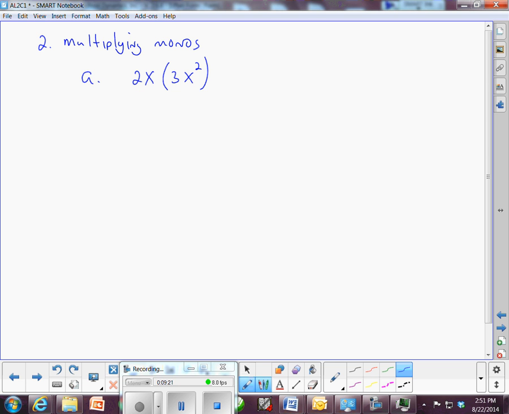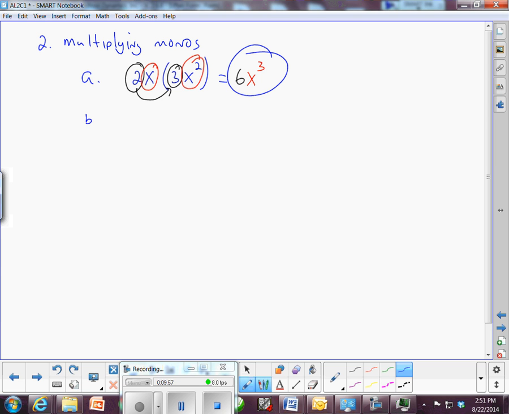So how are we going to multiply a monomial times a monomial? Well, we're going to do coefficient times coefficient. The 2 is the coefficient of the x, and the 3 is the coefficient of the x squared. 2 times 3 is 6. Easy enough. Now, when we get to our variables, we're going to apply the exponent rules. What's an x times an x squared? That's x to the 1 plus 2, or x cubed, right? And that's the solution, 6x cubed.